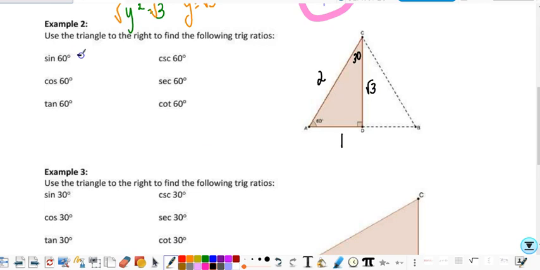So now when we do sine of 60, that's opposite over hypotenuse. Cosine of 60 is adjacent over hypotenuse. Tangent of 60 is opposite over adjacent. And all the reciprocals.